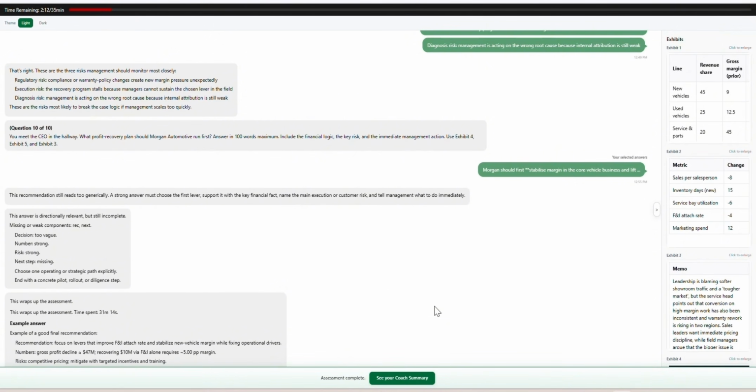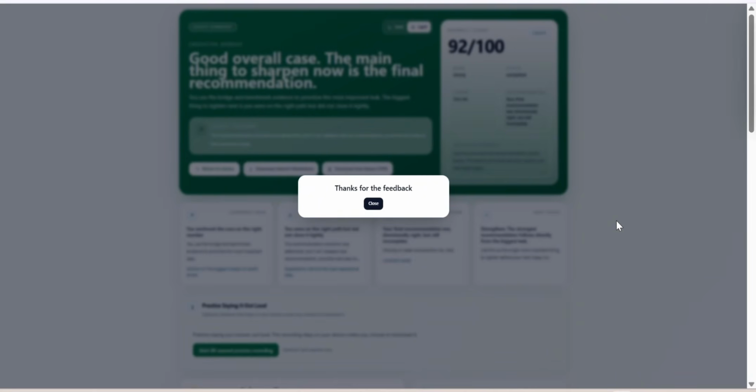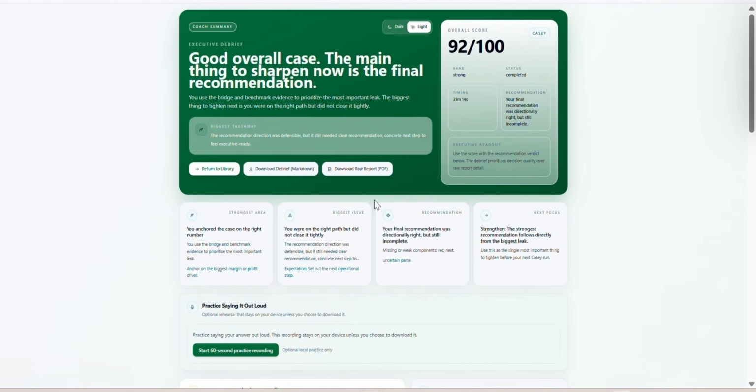All right, now that we're done, what we can do is understand Cognidoor's coach summary, which helps us see how we were scored in the assessment and which gives us tips on where we need to improve on. So all we need to do is click see your coach summary. And after a few minutes, it'll load. I really love this assessment, so I might rate my experience at a 4.5.